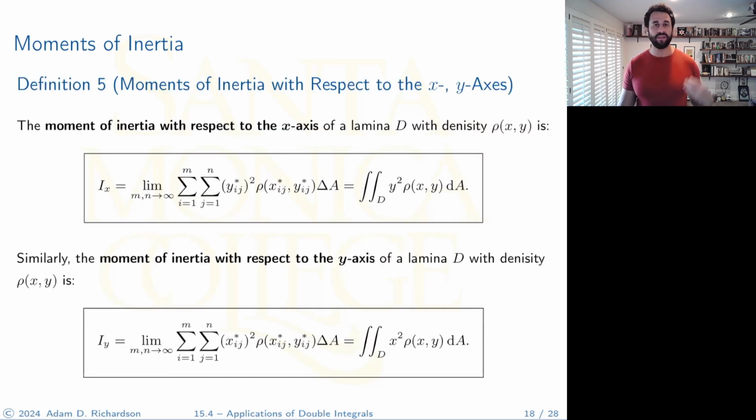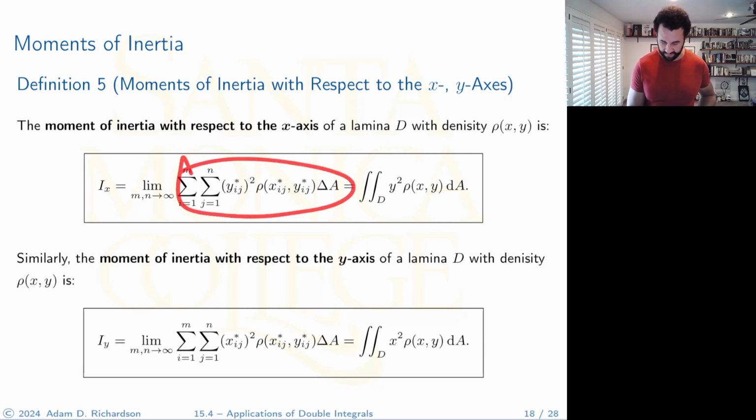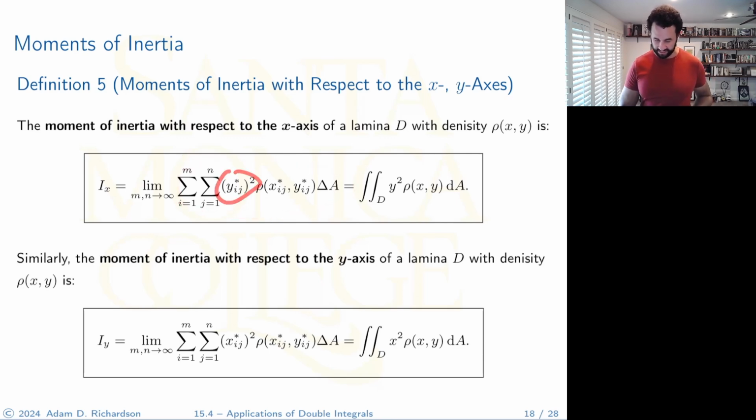So you can go through the entire derivation again. You could talk about the region D. You can construct the Riemann sum. And then here's our squared distances, right? And then take the limit as the partition gets more refined, and then you get this double integral. So the only difference at this point is that this is now squared, and this is now squared. Not too bad, right? Okay.